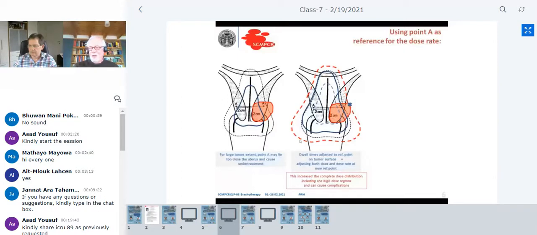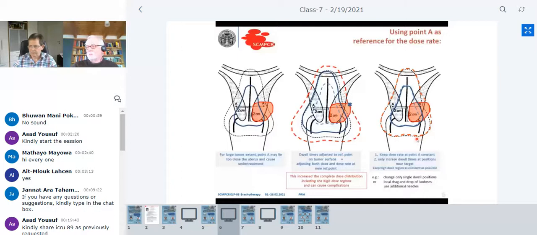So the correct way to do this is to keep the dose rate at point A constant, and to only change the dose rate and the doses out close to the region where dose is missing. And you do this by only increasing the dwell times near this position and leaving all the other dwell times, well, they'd be down here and in the tandem, leaving them as unchanged as possible, and try to keep this high dose range inside as unchanged as possible.